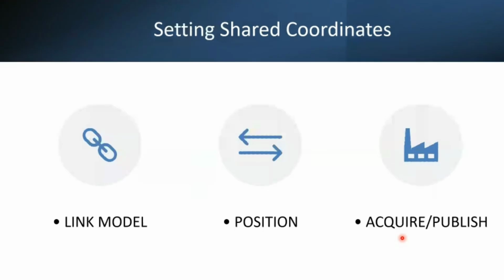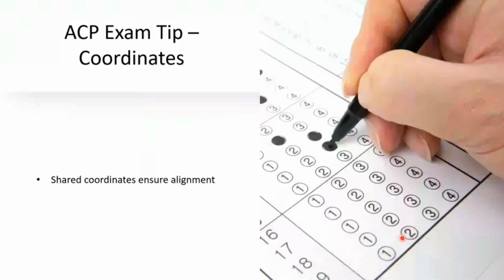The way you set up the shared coordinates is that you link the model, you position your model, align it with the site model, and then acquire and publish the coordinates from the site model to your model. Exam tip for shared coordinates is that it ensures alignment.